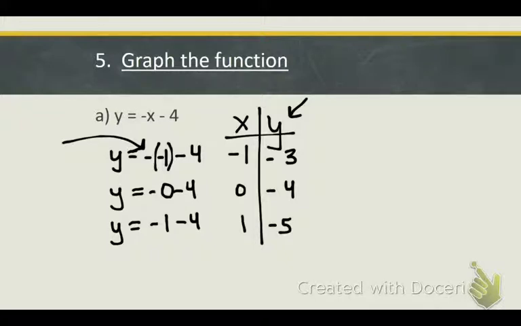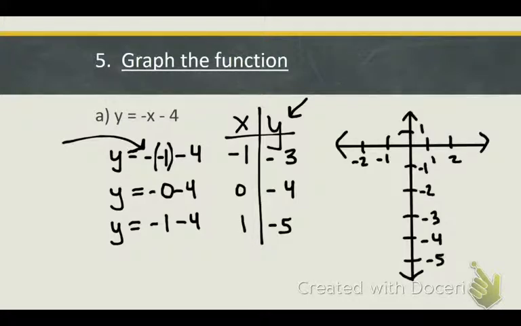Now, you've got to remember it's asking us to graph the function. So let's go ahead and put a coordinate plane here. I'm plugging in -1 and -3. How do I get there? I always start at the origin, so I go left one and down to -3. That's my first point.